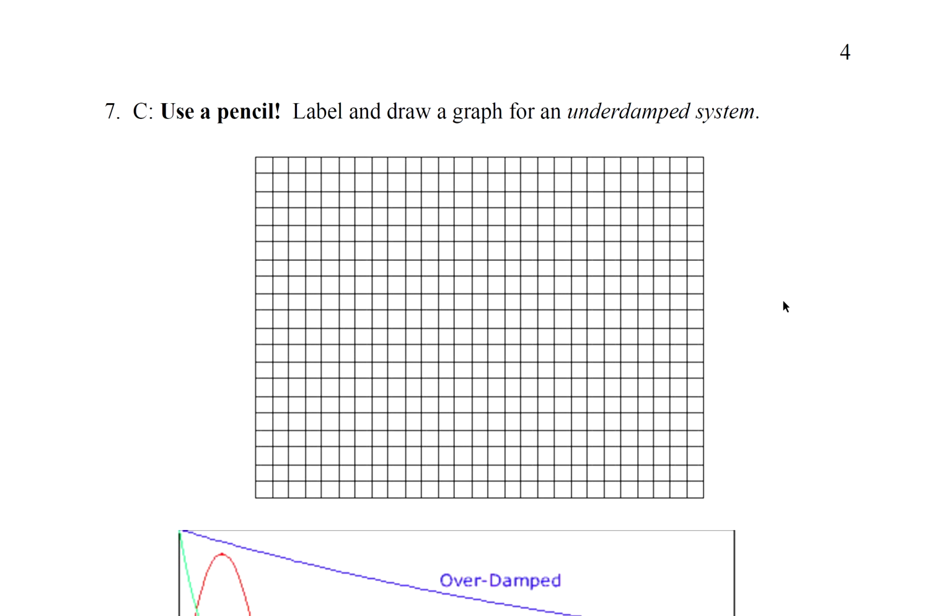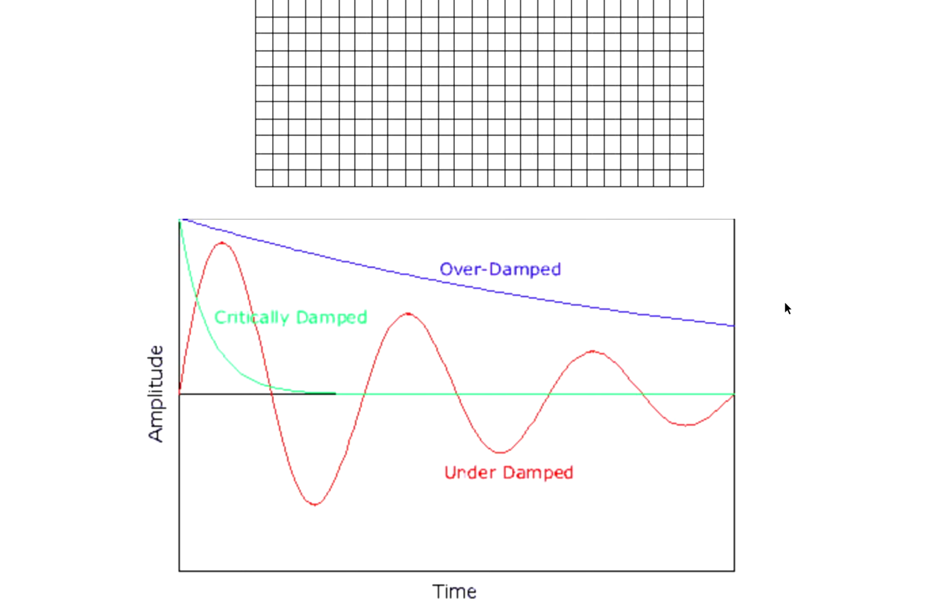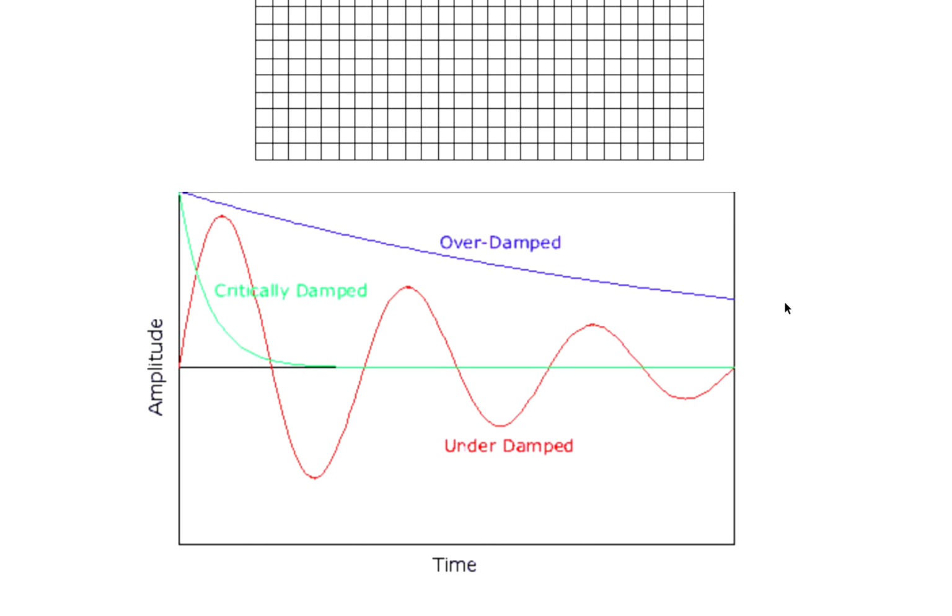Question 7. Label and draw a graph for an underdamped system. So that's what an underdamped system looks like. Amplitude versus time, the red graph.